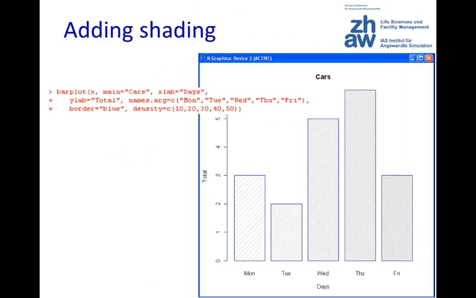If you want to do it slightly more sophisticatedly, you can add to this bar plot a title, labels for x and y axis, and more importantly, names.arg for the single bars. So you can label the single bars in terms of weekdays. You can specify the border of the bars, and you can now even display them in different textures or different shades of gray.